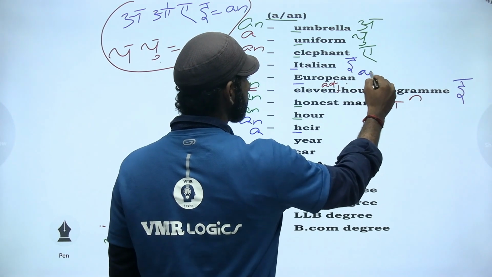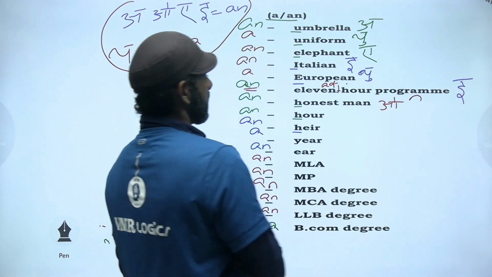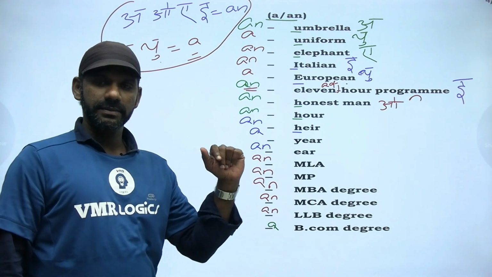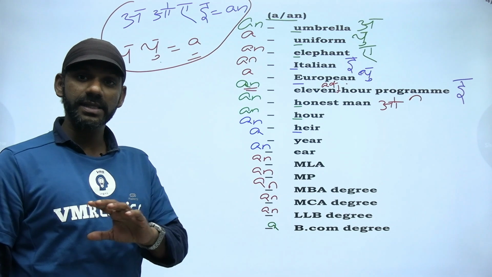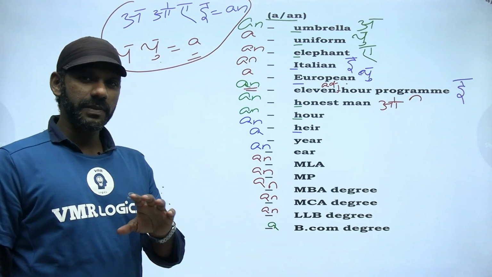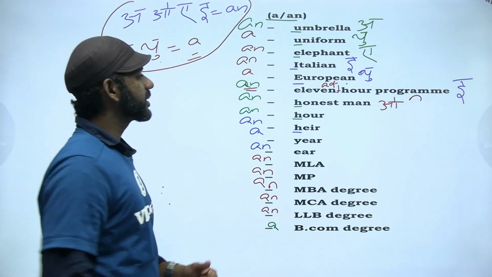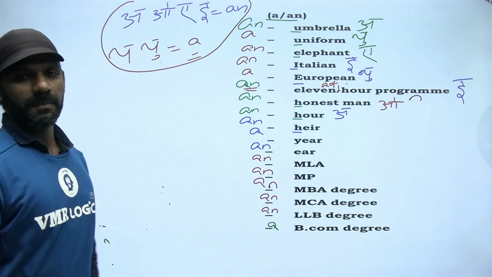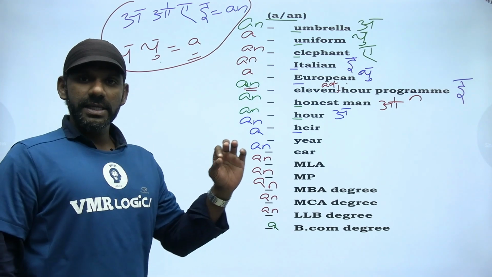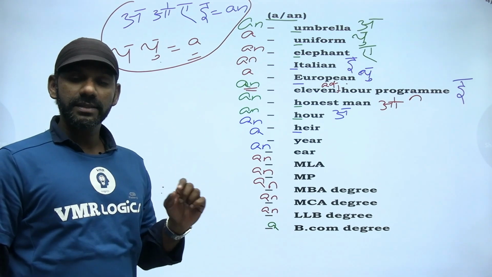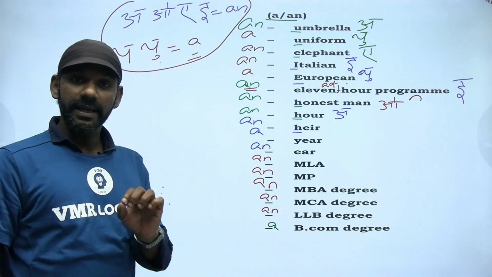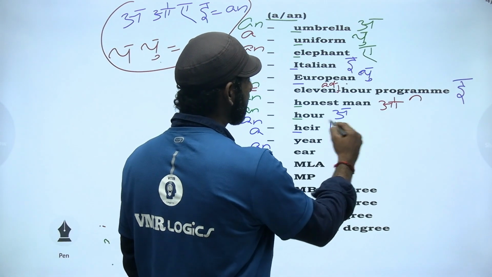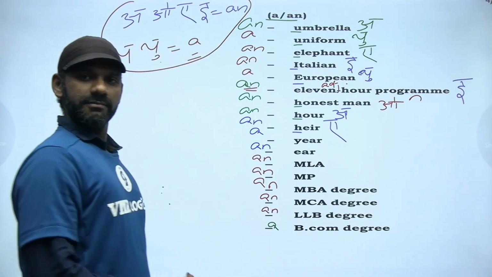European, the first sound is Ya. Come to the next one. H-O-U-R. H is silent here. It is not pronounced as hour with an H sound. It is just pronounced as our. The first sound is A, so it must be an hour. As I said, H-E-I-R. H is not pronounced. This word is pronounced as air. The first sound is A, so it must be an heir. Getting it?